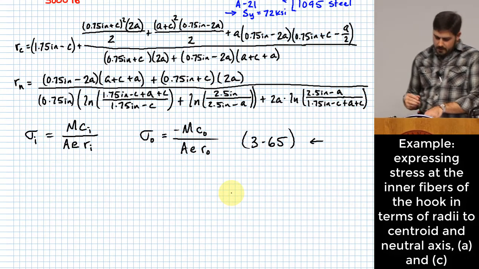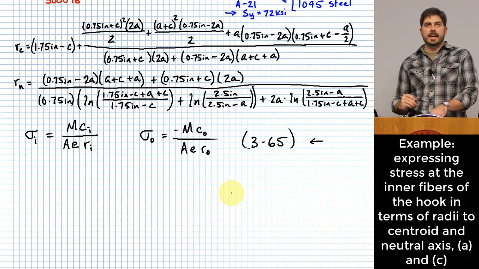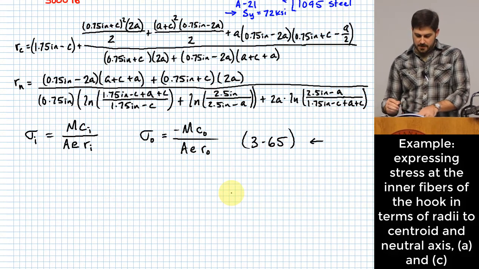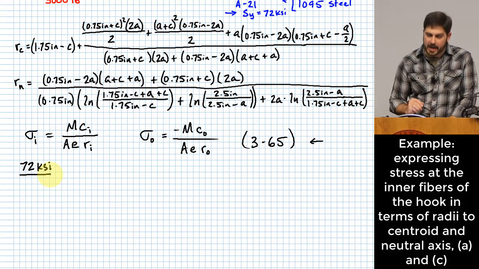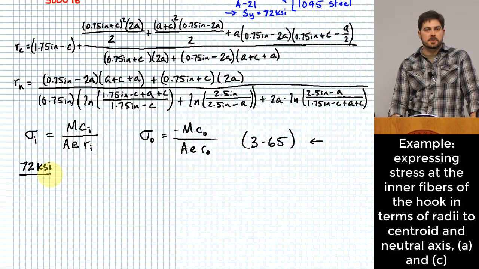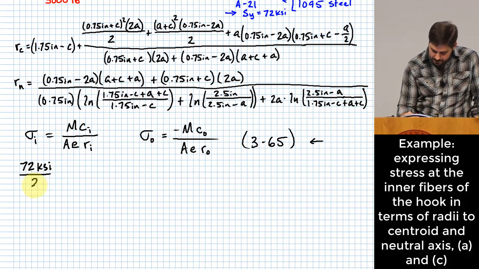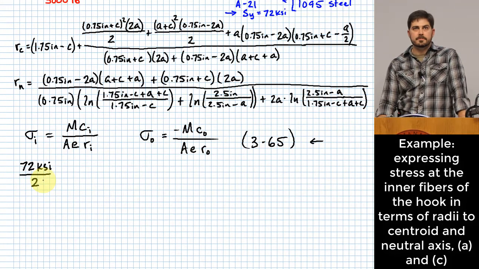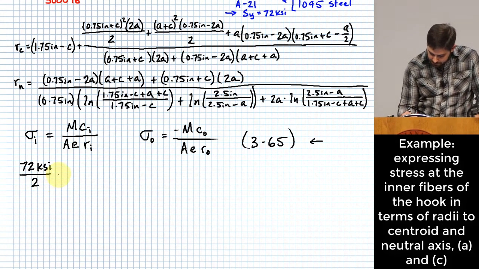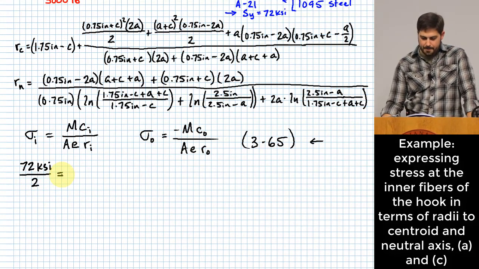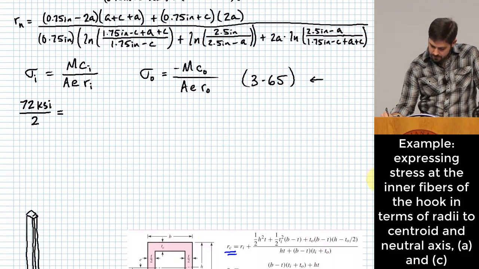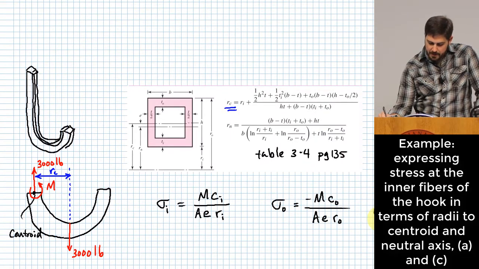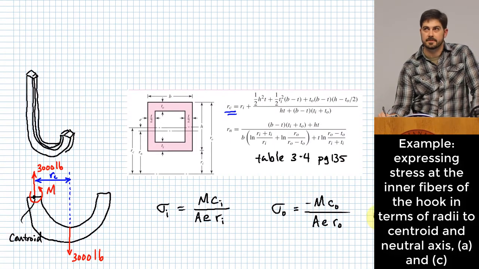All right. Stress at the inner fibers. That's going to be a tensile stress, right? So I'm going to take this and say this will be the strength, 72 KSI, and to get an allowable stress, I take the strength and divide by the factor of safety. And I'm setting this stress level equal to M. What's M in terms of the things that we know? 3,000 pounds times R sub C, right?